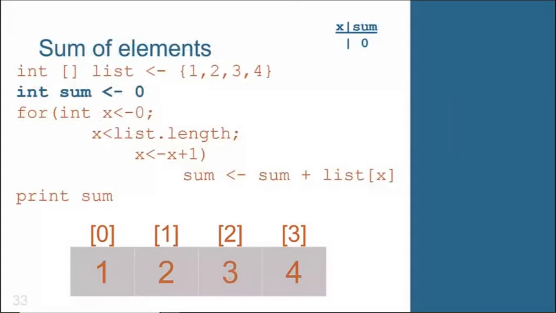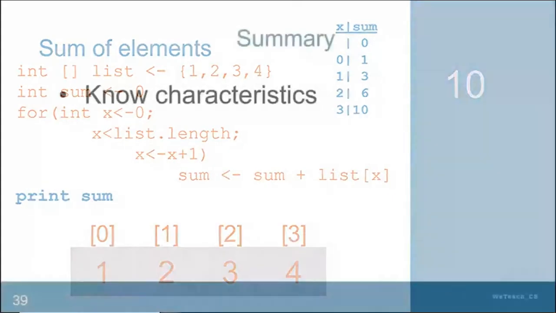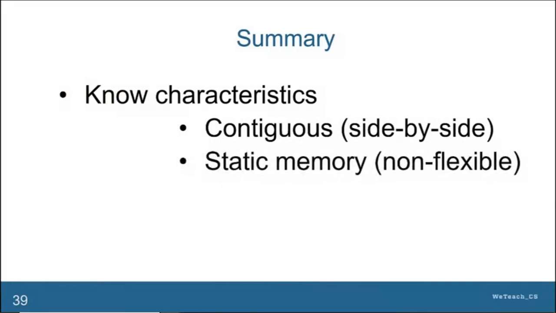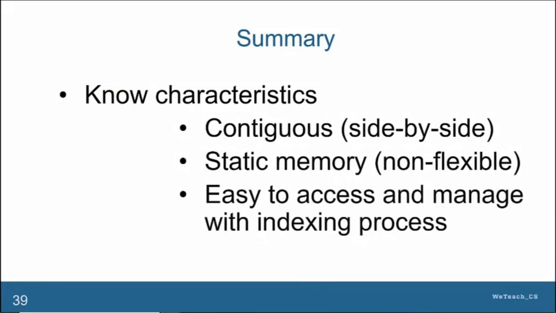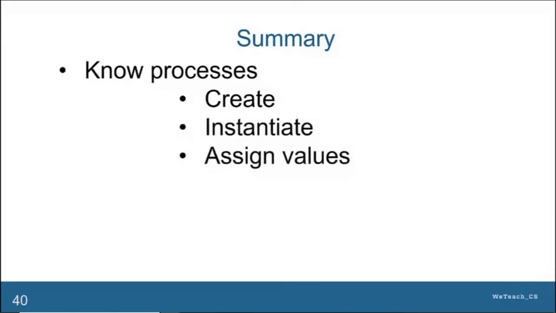Here you see a typical process used with elements of a numeric array, adding up all of the values. You would use this if the array contained the grades for a student, and you wanted to add them all up to find the average, after which you would divide the sum by the length of the array to complete the process. In summary, you need to know these characteristics of an array, and you need to know how to do these processes using an array.